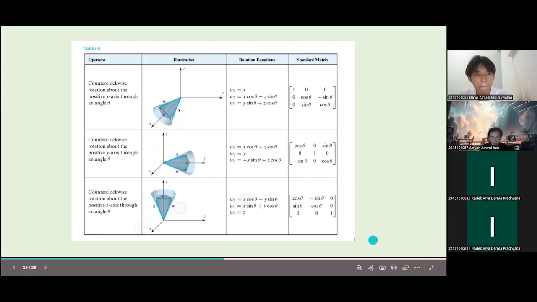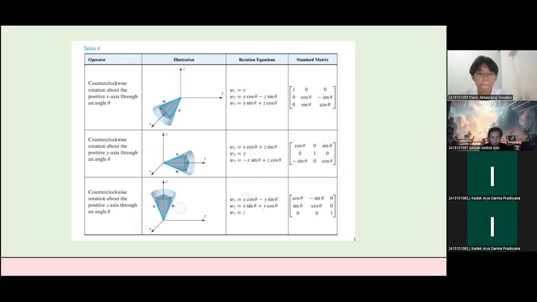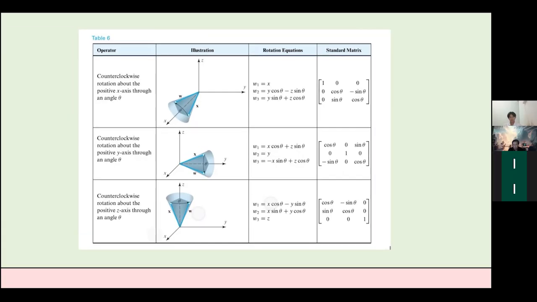Second operator is counterclockwise rotation about the positive y-axis through an angle theta. Jadi sebuah bangun ruang dirotasikan terhadap sumbu Y. In this y-axis, we got W1 equal to X cos theta plus Z sin theta. W2 equals Y. W3 equals minus X sin theta plus Z cos theta. The standard matrix form is cos theta 0 sin theta, 0 1 0, minus sin theta 0 and cos theta.